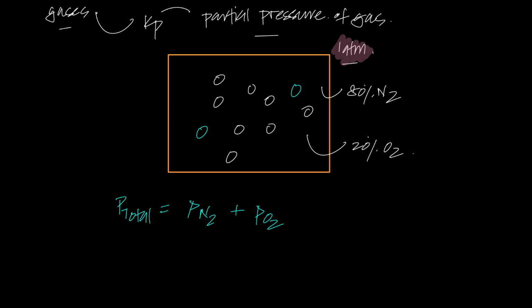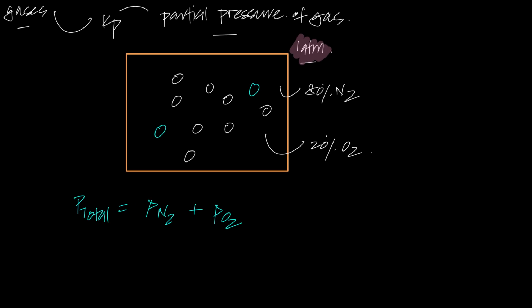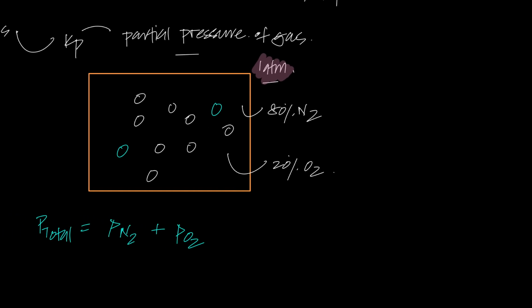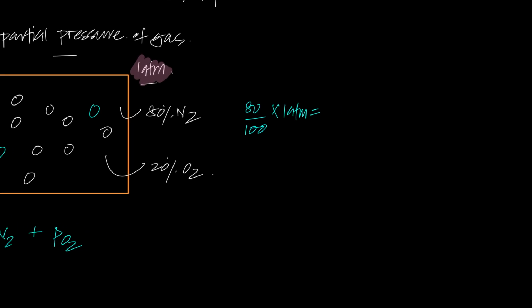Right? And what is that? Well, for nitrogen it's pretty simple, and for oxygen it's also simple, right? How do you calculate partial pressures? Well, you have nitrogen, right? 80% is nitrogen. 80% means what? 80 divided by 100. So out of 100 molecules, 80 would be nitrogen. And so how much pressure would nitrogen be contributing? Well, times it by the total pressure. So nitrogen is effectively contributing 0.8 atmospheres.